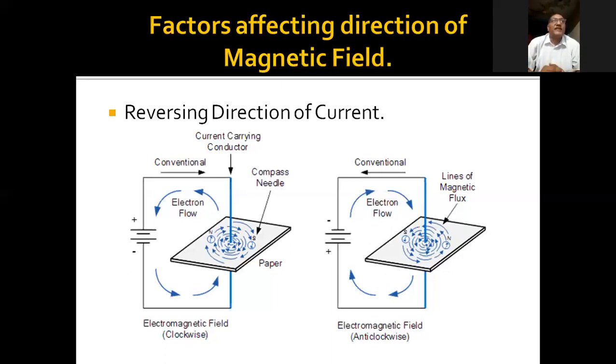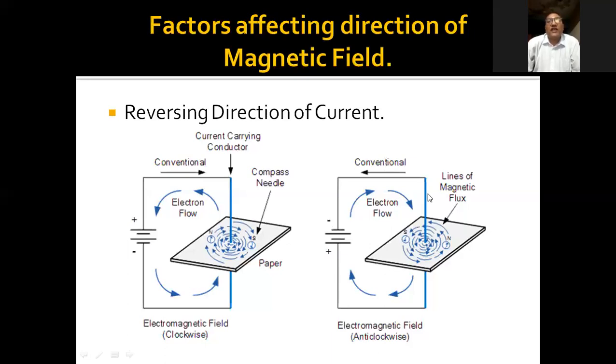You can tell the direction of the magnetic field lines around a straight conductor. So here you see what we have done. We have reversed the direction of the current. By reversing the direction of the current, I mean I have reversed the polarity of the battery. Now the positive is downward and the negative is upward. Now the conventional current is flowing in this direction. The conventional current flows from the positive to the negative terminal of the battery.